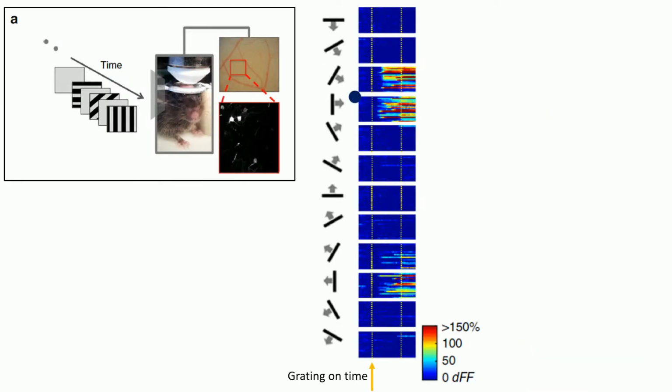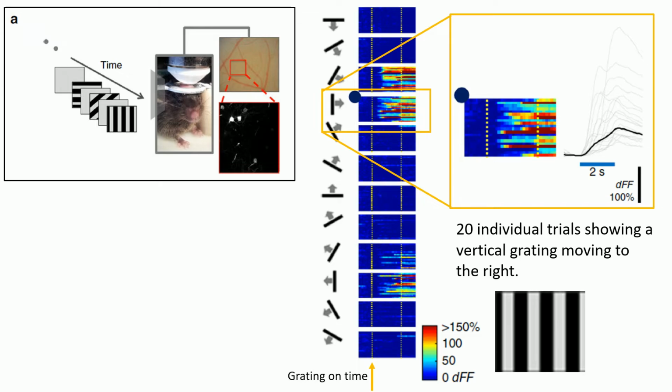This plot here shows one experiment, one neuron in one mouse, where the change in GCaMP6 fluorescence was measured. This plot shows the response of this one neuron to moving gratings at 12 different angles. If we zoom in on one of the subplots showing the response to vertical gratings moving to the right, we see that it is composed of 20 individual trials, each 2 seconds long, which show how the firing rate of the neuron increased to the visual stimulus.